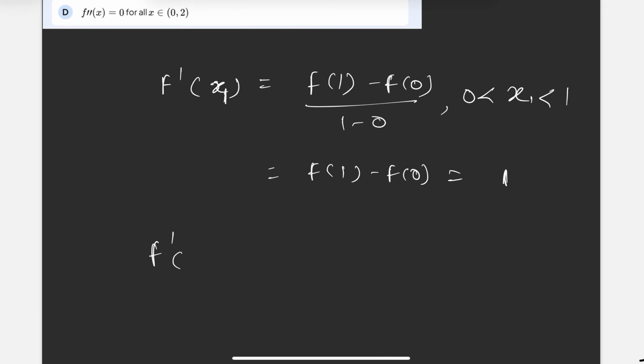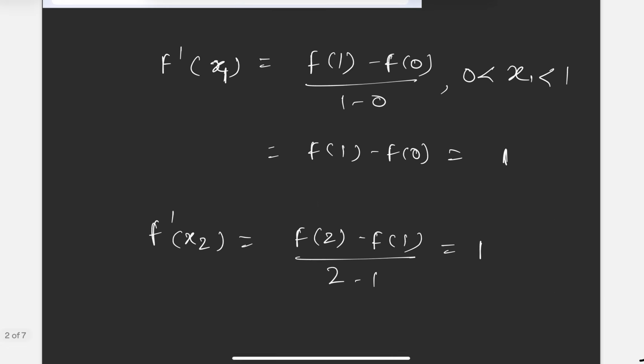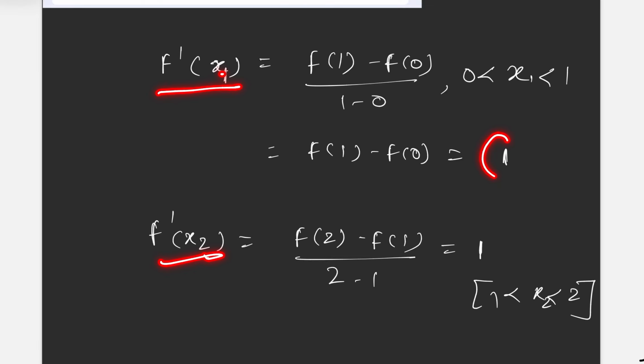And f dash x2 will be f of 2 minus f of 1 divided by 2 minus 1. f of 2 is 2 and f of 1 is 1, so 2 minus 1 is again 1, and x2 is between 1 and 2. If you pay attention, for f dash x1 and f dash x2, two different values of x, you are getting the same value. It means f double dash x is 0, because you are getting f dash x the same at 2 points.